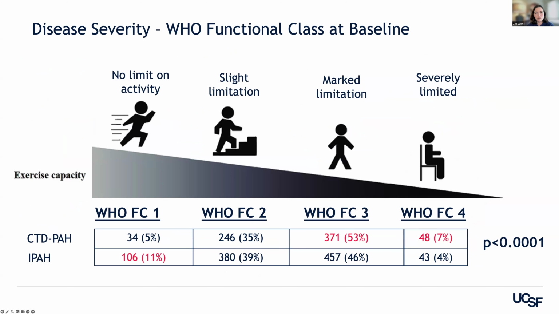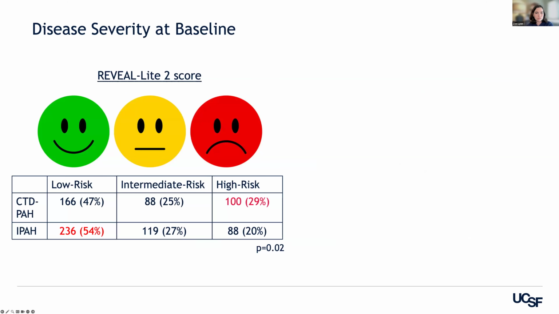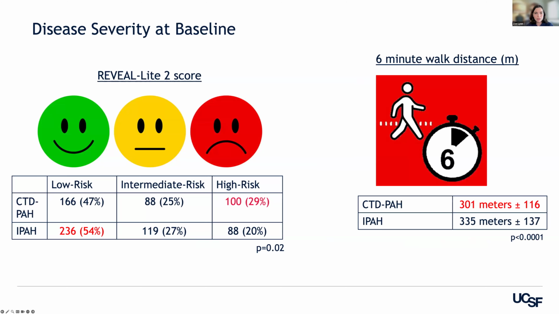In terms of disease severity at baseline, a larger proportion of CTD-PH patients were in WHO functional class 3 or 4 when compared to idiopathic patients. Using the REVEAL Lite 2 score, again, CTD-PH patients represented a higher proportion of the high-risk group, and idiopathic PH patients were more represented in the low-risk group. CTD-PH patients also had a lower 6-minute walk distance at baseline.